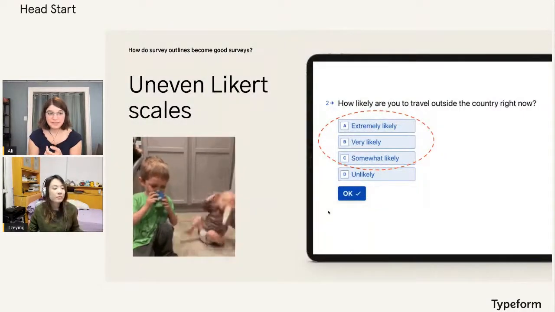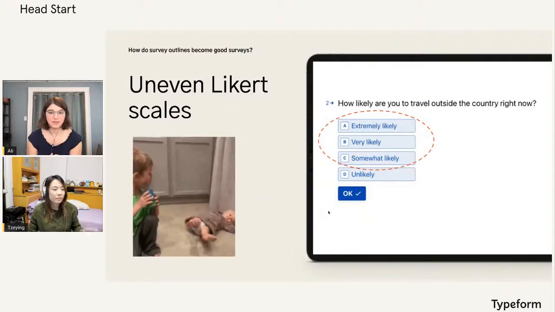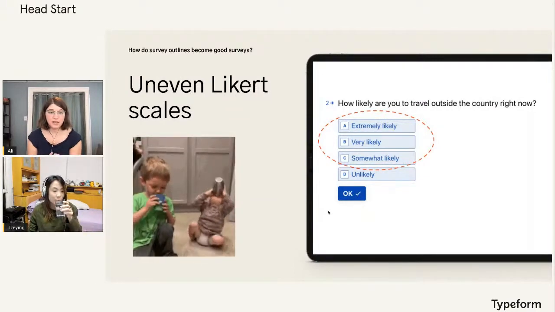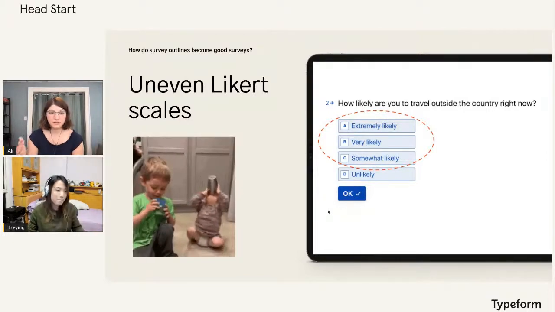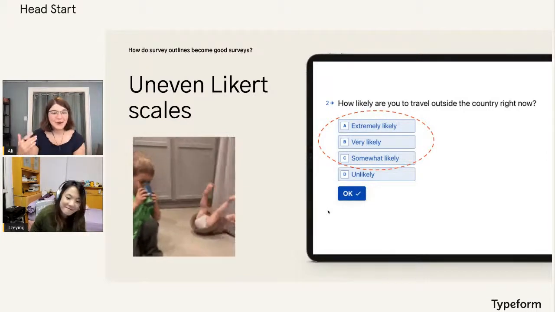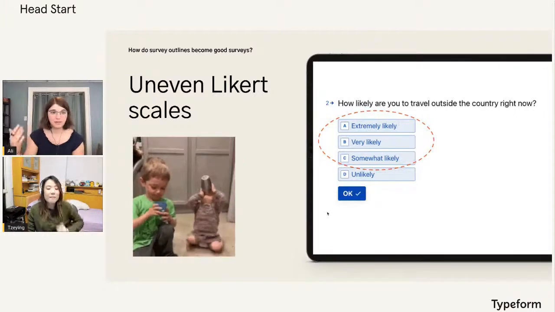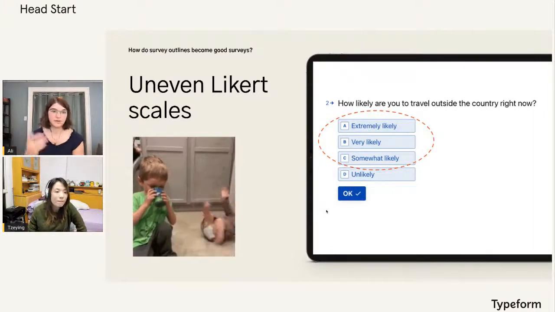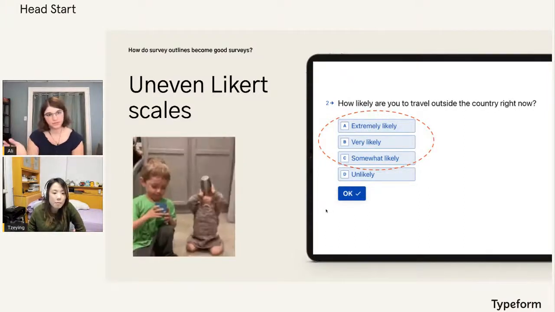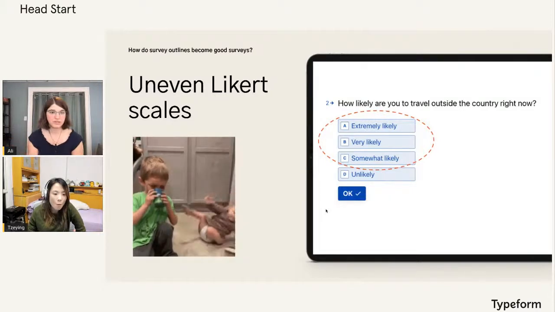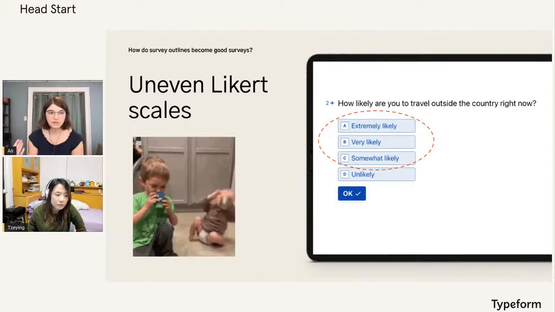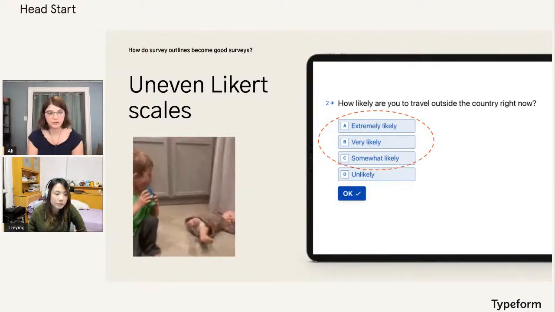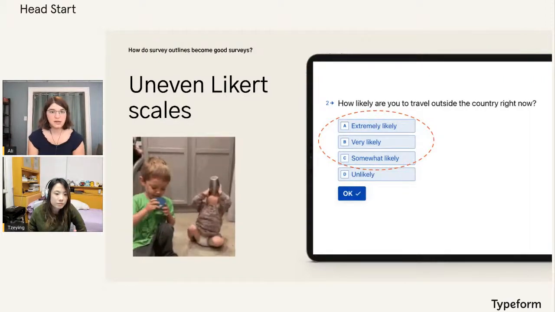So the biggest thing for this is using uneven Likert scales. If you don't know what Likert scales are, those are the simple questions where you ask, how satisfied are you on a scale of 1 to 5? And it goes from extremely unsatisfied to extremely satisfied. Those types of questions are Likert scale questions. They're probably the most common questions you'll see in surveys because they're really easy for participants to answer.